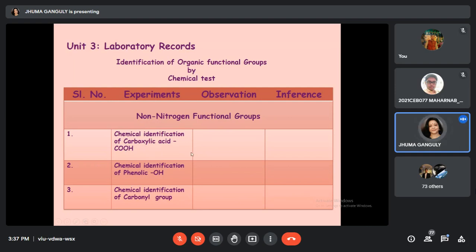Suppose you add, whatever, plus plus plus. Suppose you add an ethanolic solution or aqueous solution of the sample, benzoic acid. This is for a known sample, so benzoic acid. Then add solid sodium bicarbonate. And the observation: some effervescence. And the inference: carboxylic acid, and the effervescence is for carbon dioxide. So that is how to write.